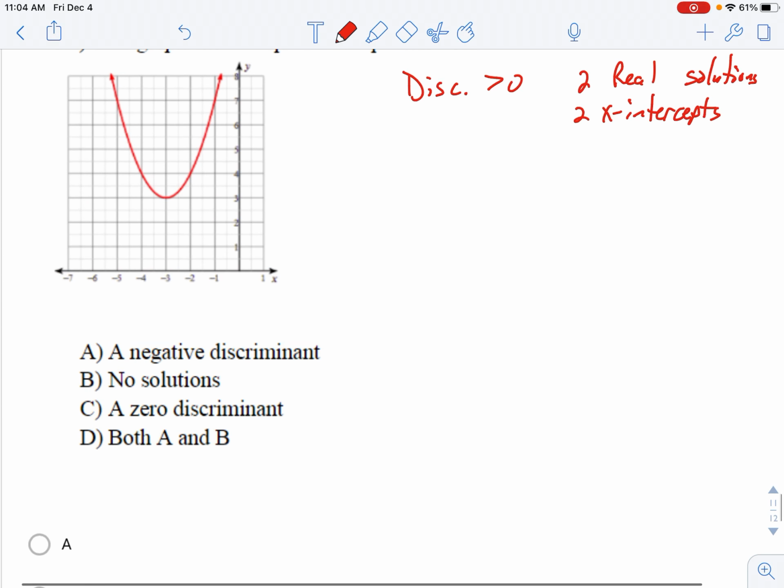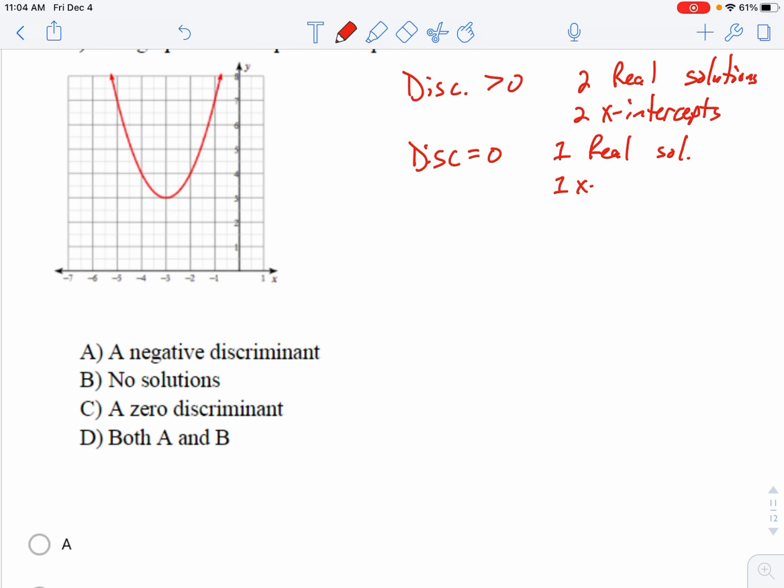If the discriminant equals 0, there is one real solution. One real solution would mean the same thing as having one x-intercept. How can a graph have one x-intercept? It could come down and just touch it once and then go back up. That's how you can have one x-intercept. But again, this graph doesn't do that.